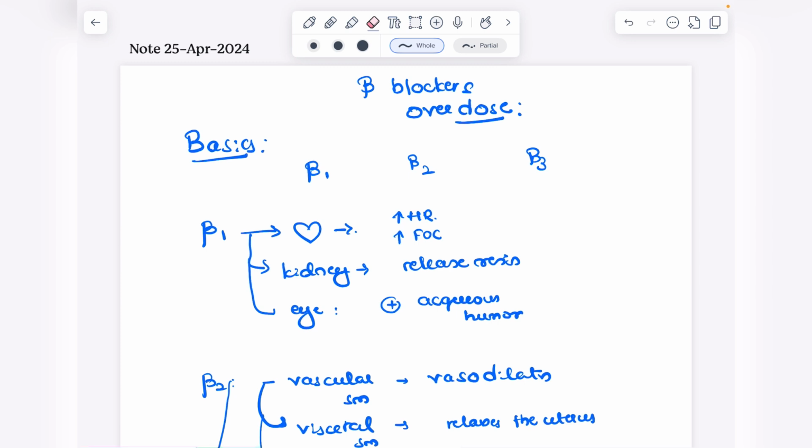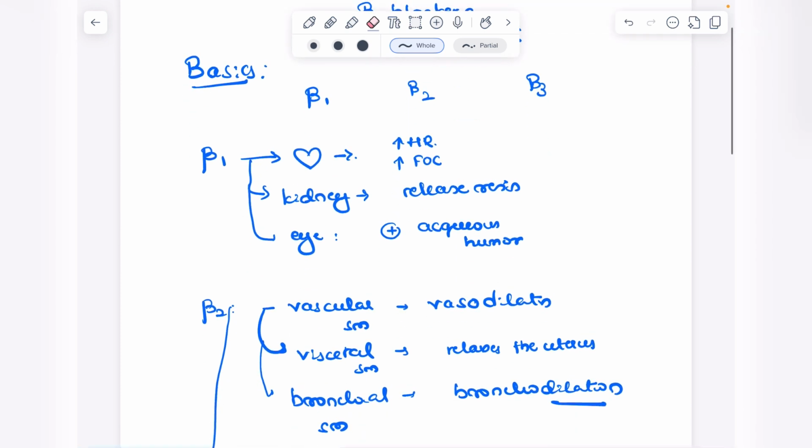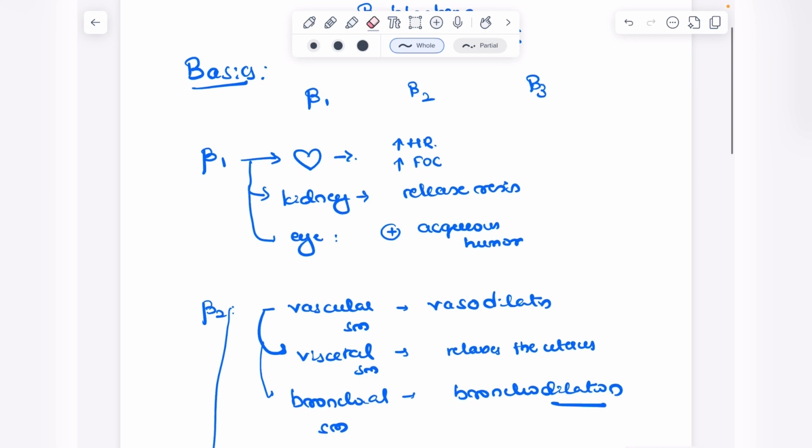Where are these located and what are their actions? Let's look at them. Beta 1 receptors are located on the heart. Many of you know this, and a very good doctor will know they are located on the kidney and eyes also. Stimulation of beta 1 receptors on the heart will cause an increase in heart rate and force of contraction, that is positive inotropic and positive chronotropic actions.